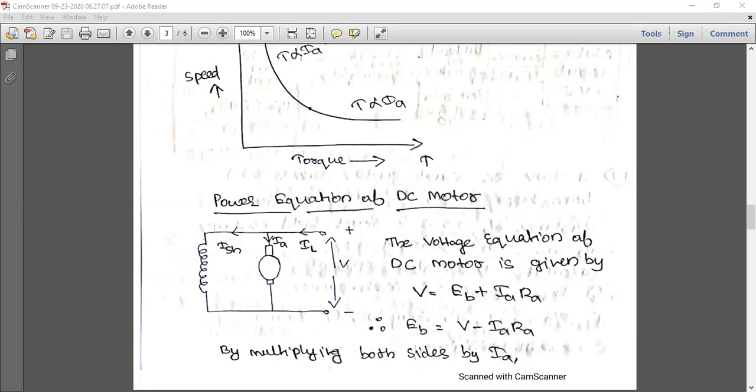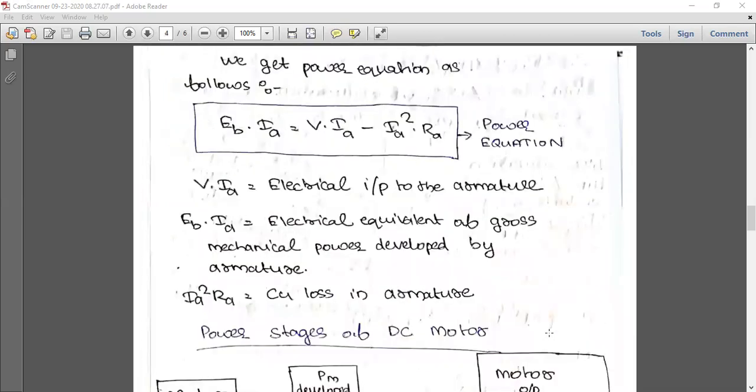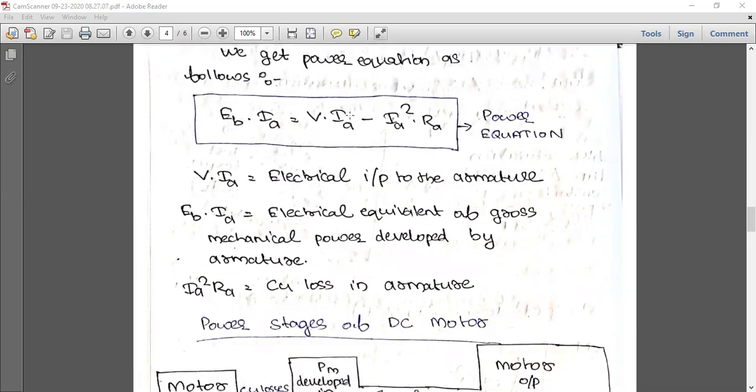So by multiplying both sides by IA, it's a derivation. Multiplying by IA means voltage multiplied by current, we will get the power. So we get the power equation as follows. EB into IA is equal to V into IA minus IA square into RA. And this is the power equation of a DC motor, where V into IA is the electrical input to the armature, because in a motor we always give the electrical input, and EB into IA is the electrical equivalent of gross mechanical power developed by armature.